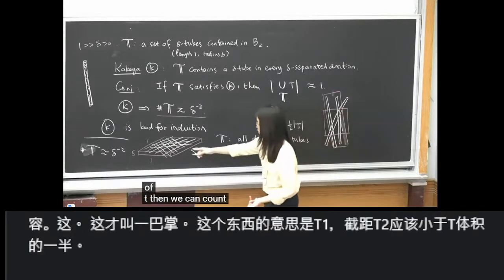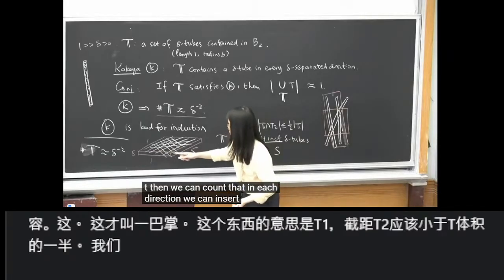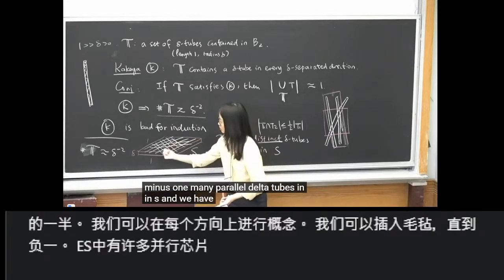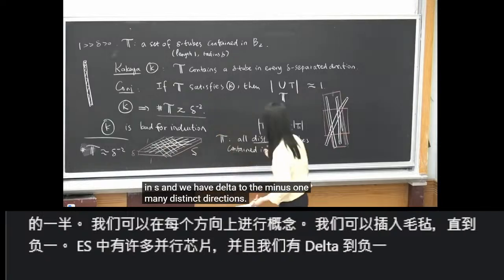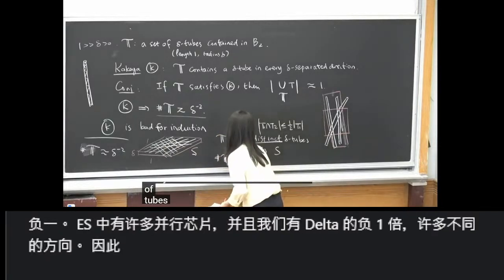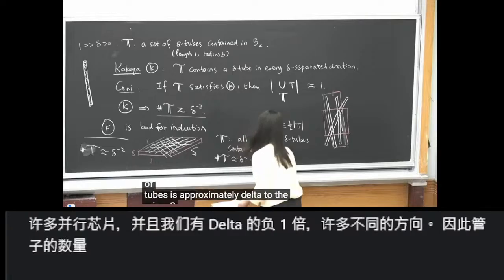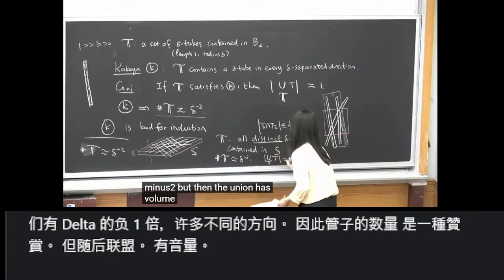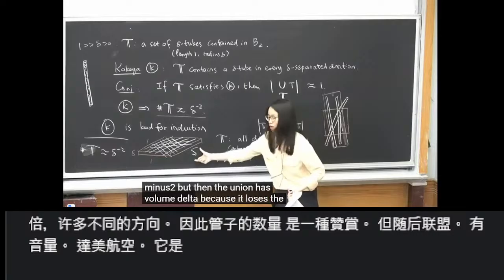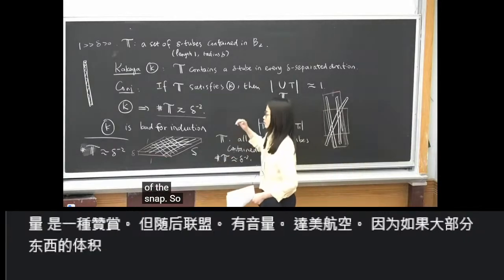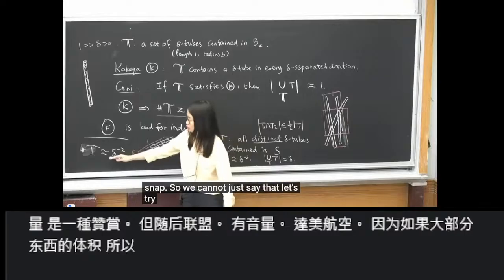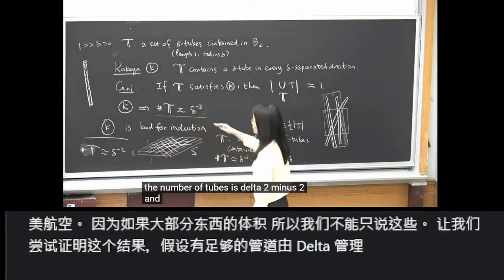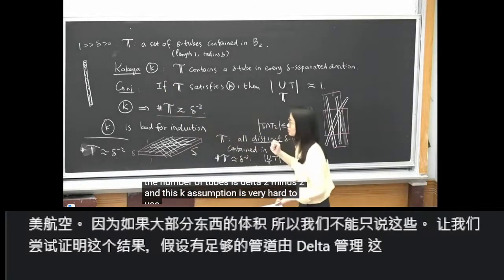Then we can count that in each direction we can insert delta to the minus 1 many parallel delta tubes in S, and we have delta to the minus 1 many distinct directions. So the number of tubes is approximately delta to the minus 2. Then the union has volume delta because it has most of the volume of the slab. So we cannot just try to prove the result assuming just that the number of tubes is delta to the minus 2. And this Kakeya assumption is very hard to use.